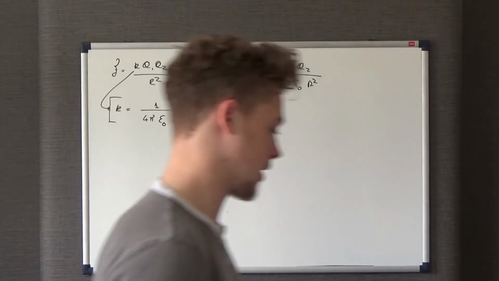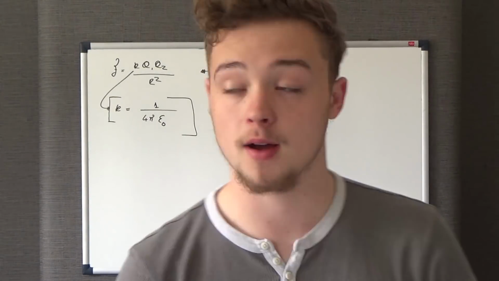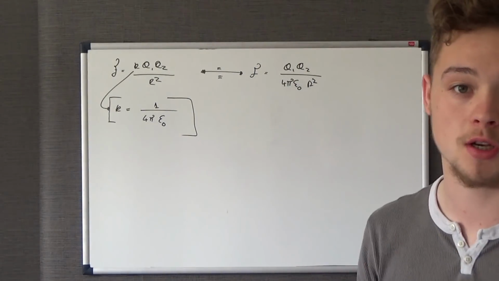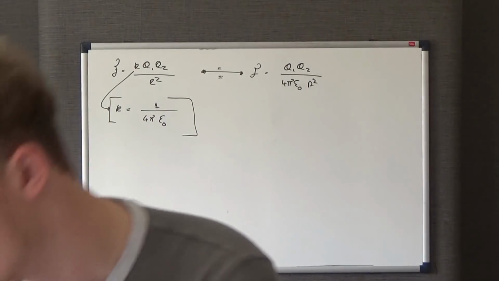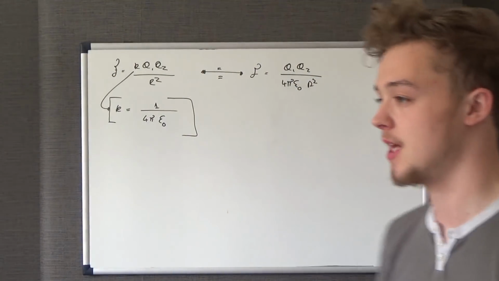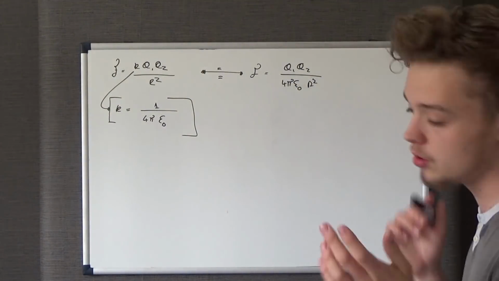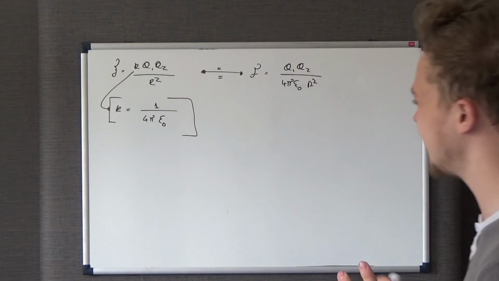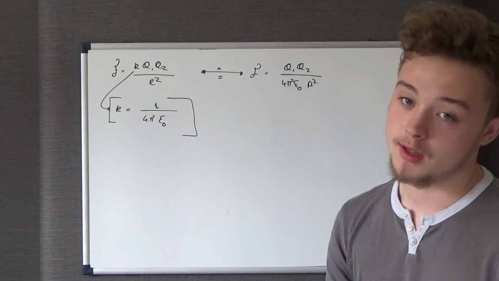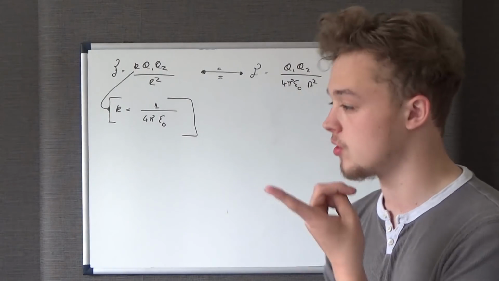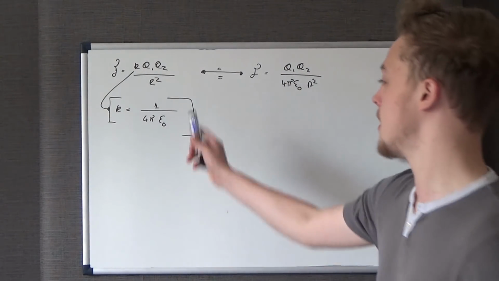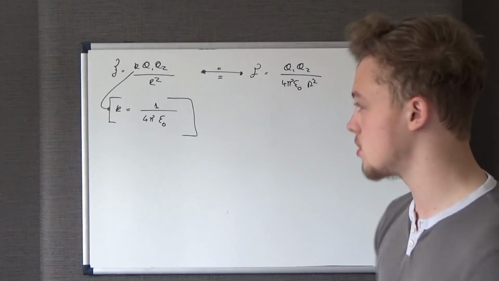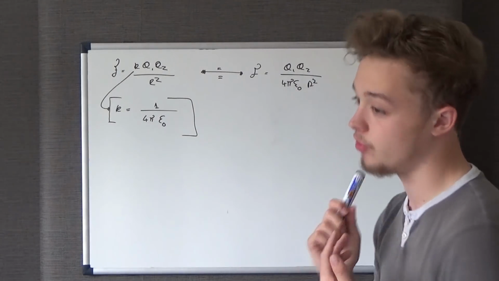What I've drawn on the board here is the force between two charged objects. It's very similar to Newton's law of gravitation, but this is Coulomb's law, so there are a few differences. Principally, the gravitational constant is replaced by the constant in the electric field, which is 1 over 4 pi epsilon naught. Epsilon naught is given in the formula sheet.